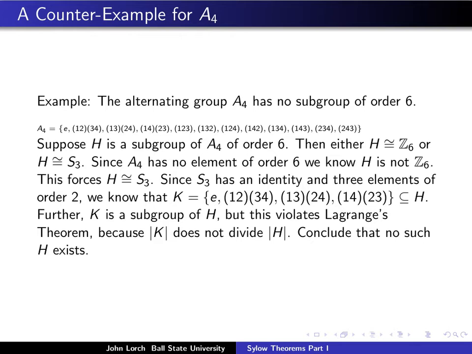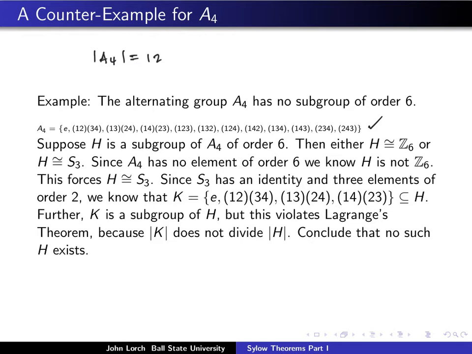However, if you have a finite group that's not abelian, the converse of Lagrange's theorem need not hold. And that's the point of the example on this slide. So here we have the alternating group A4, which, as you'll recall, is the collection of permutations in the symmetric group S4 that are even permutations. So I've listed the elements of A4 right here, and you can see that the order of A4 is equal to 12. In fact, it's exactly half of the order of the symmetric group S4.